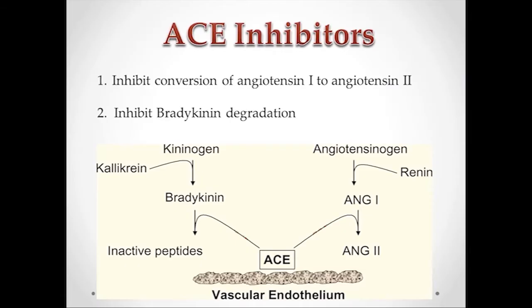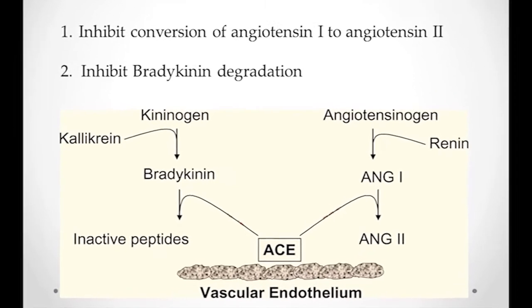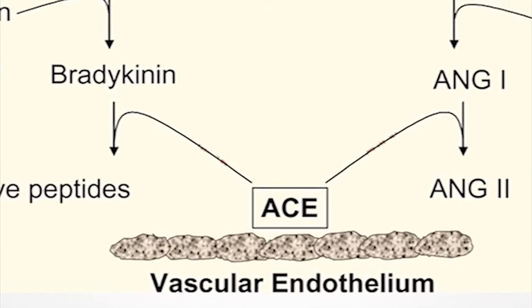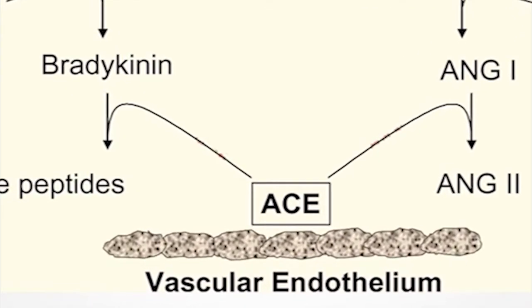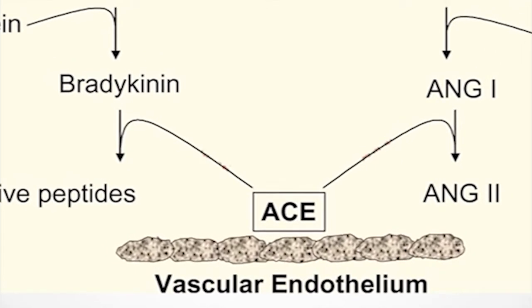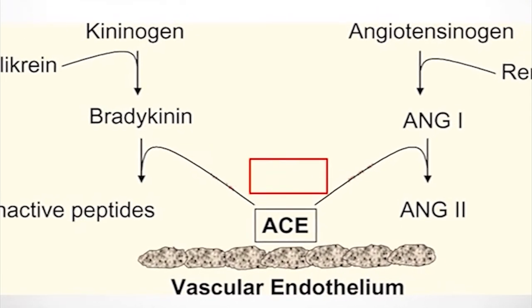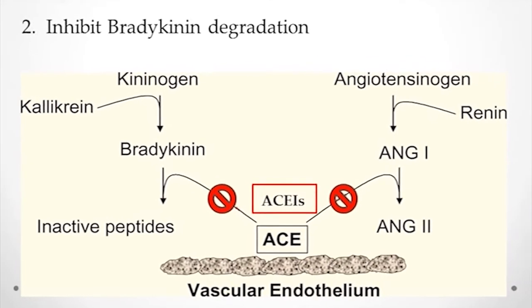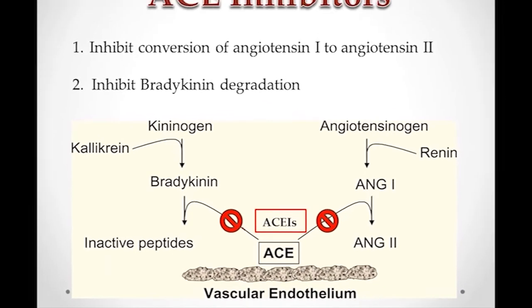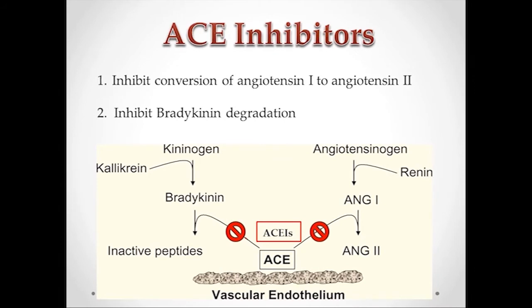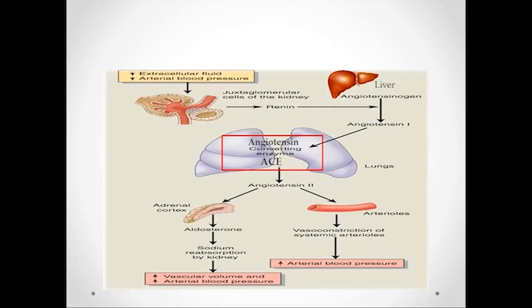So, how does it work? Angiotensin-converting enzyme, or ACE, is an important enzyme in both the renin-angiotensin-aldosterone system and kallikrein-kinin system. ACE inhibitors competitively inhibit this enzyme, thus preventing the conversion of angiotensin 1 to angiotensin 2 and stopping the breakdown of bradykinin. First, we will look at the renin-angiotensin system.